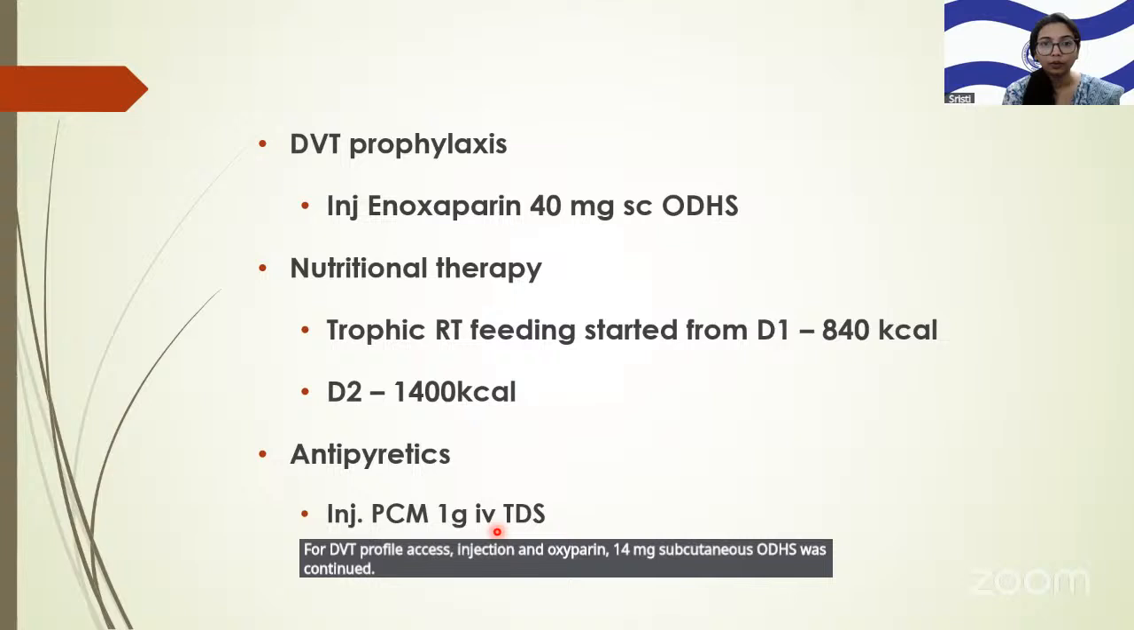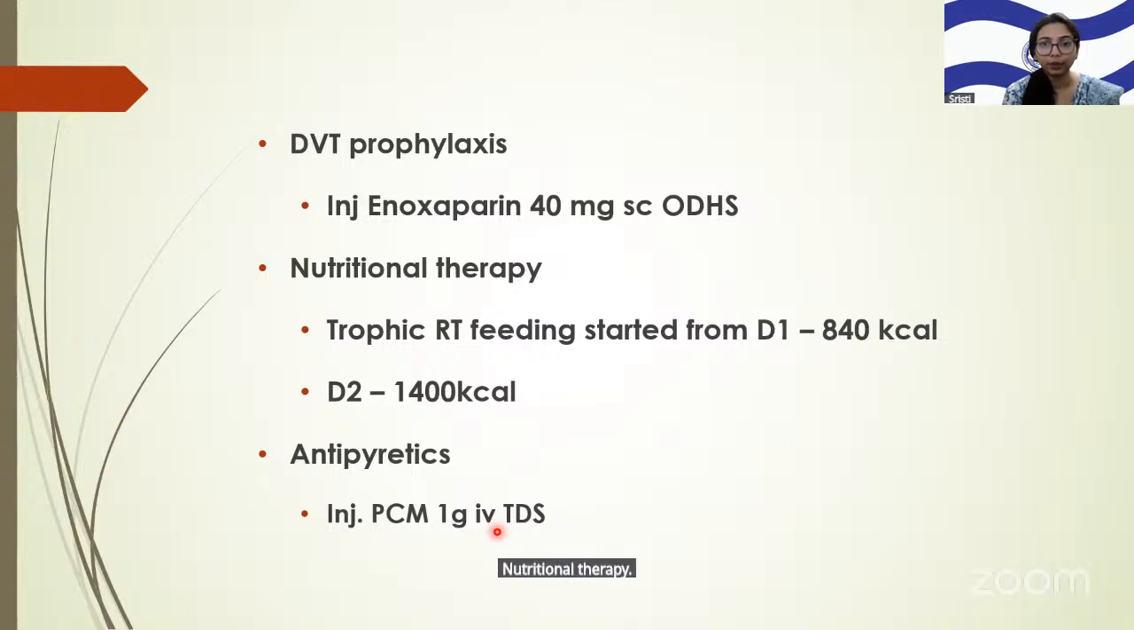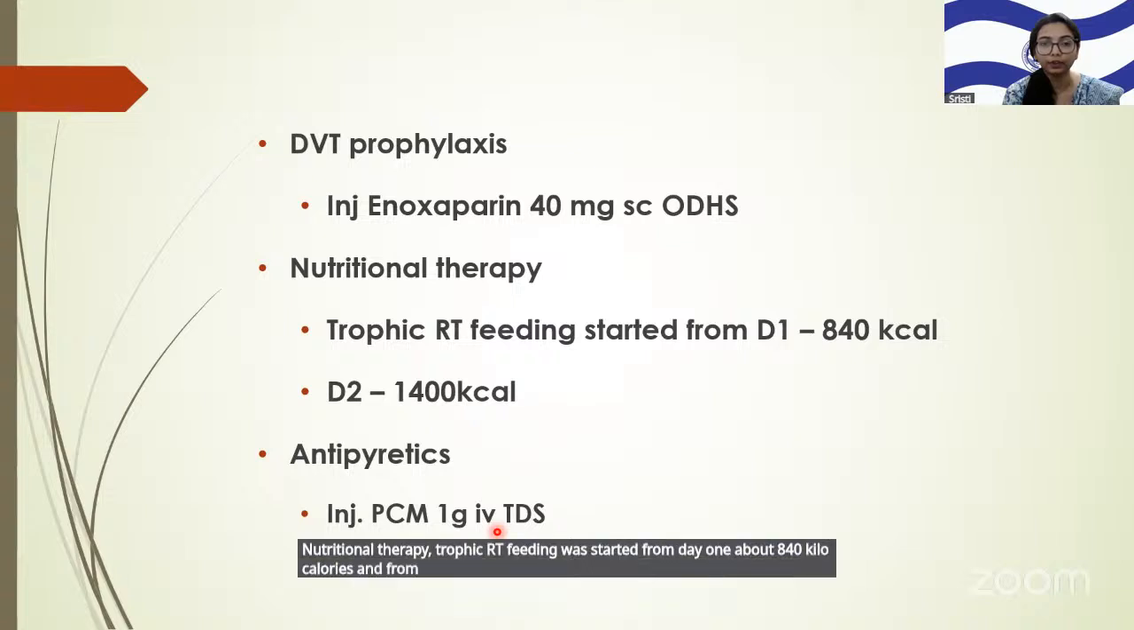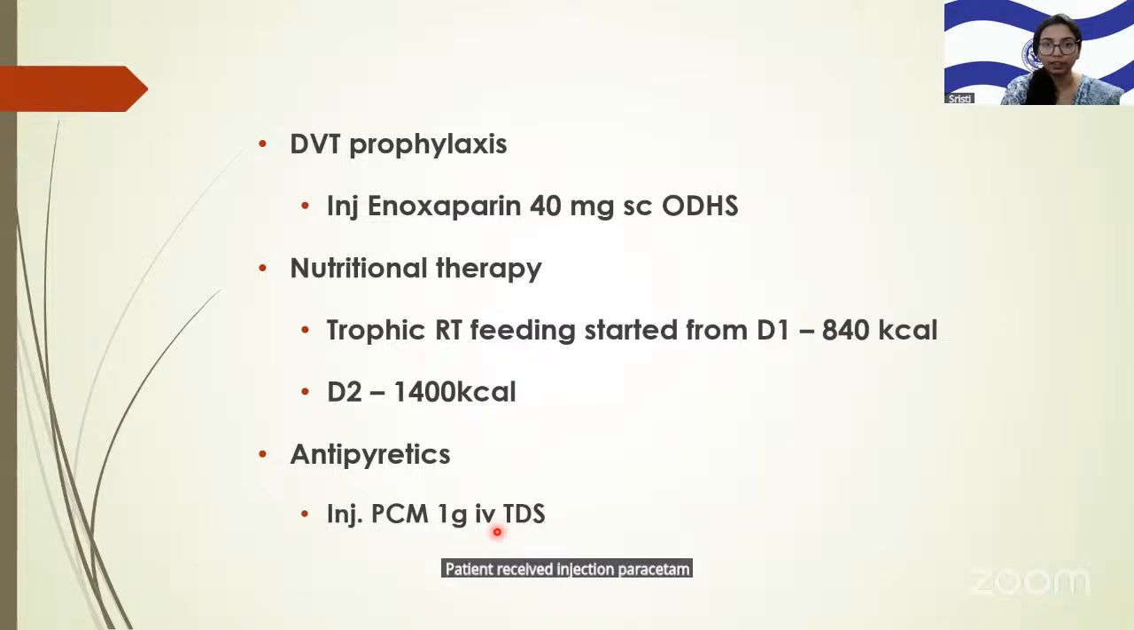Nutritional therapy: trophic RT feeding was started from day 1, about 840 kilocalories, and from day 2, it was increased to 1400 kilocalories. Patient received injection paracetamol 1 gram IV TDS.